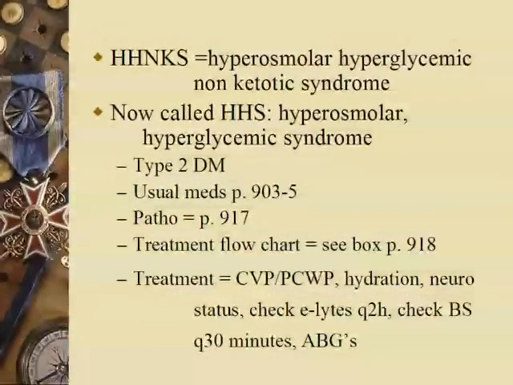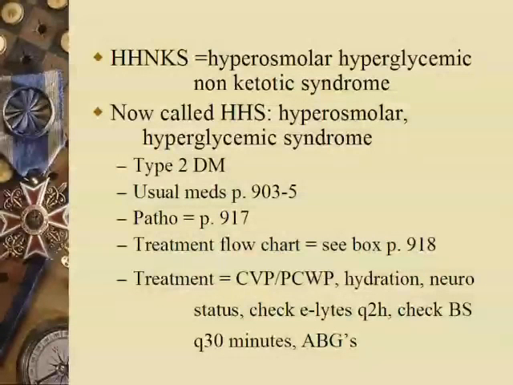This occurs with your type 2 diabetics, and it tells you that they will not have any ketones, and that's because the body still produces some insulin. In fact, instead of syndrome, it's now called a state, a hyperosmolar hyperglycemic state. The patho is found on page 917. Your usual meds are on page 903 to 905. Your treatment flow chart is in a box on page 918.